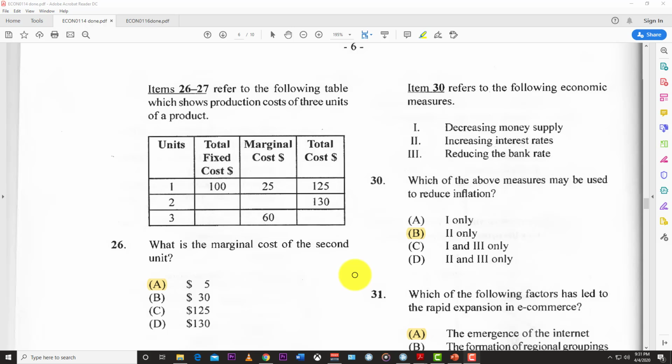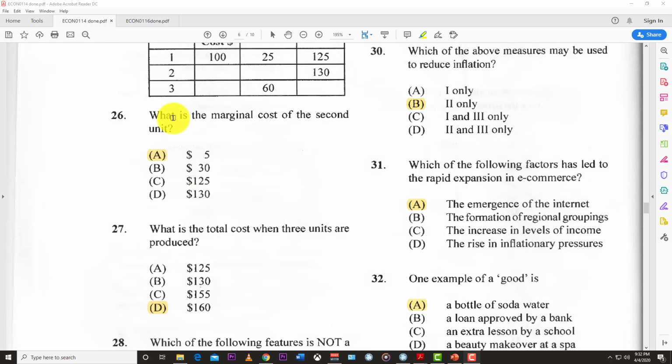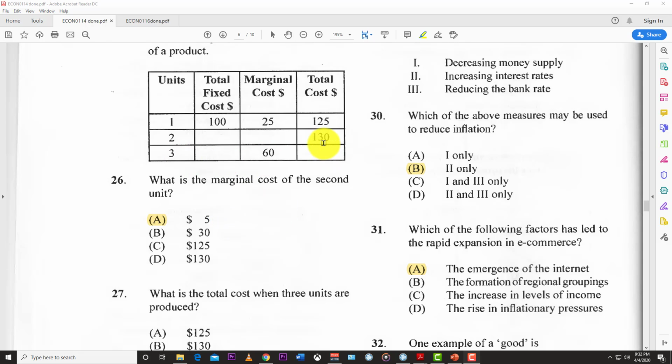Items 26 and 27 refer to the following table, which shows the production cost of 3 units of a product. Alright, so you have the table right here, and 26 asks, what is the marginal cost of the second unit? Marginal cost would simply mean change in total cost over change in the units, and so that would be 1, of course, and this would be 5. So marginal cost should be 5 for this one, so the answer is A.